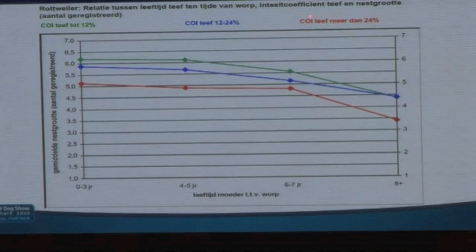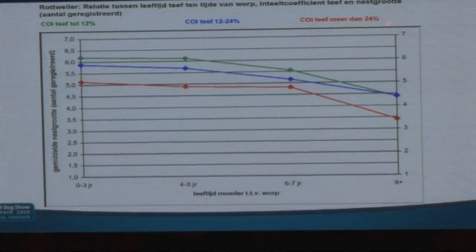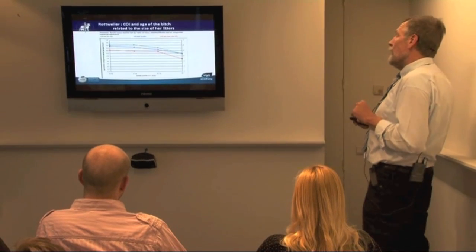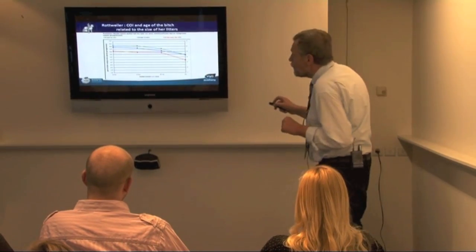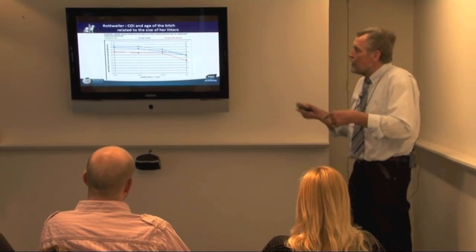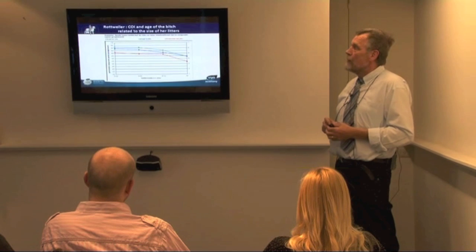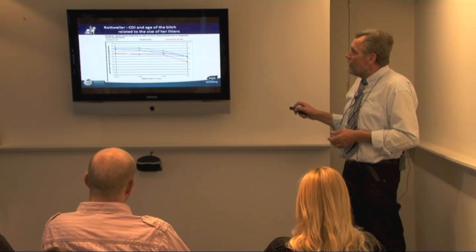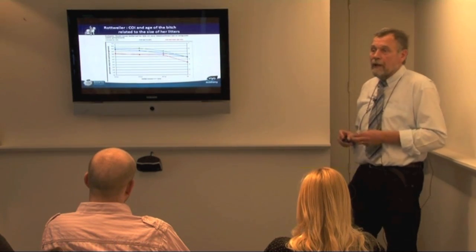The red one is a coefficient of inbreeding of the bitch of more than 24%. The green one is below up to 12%. And then again, you can see that a higher level of inbreeding causes a lower fertility, a lower output in terms of animals born in this case than the low coefficients of inbreeding.